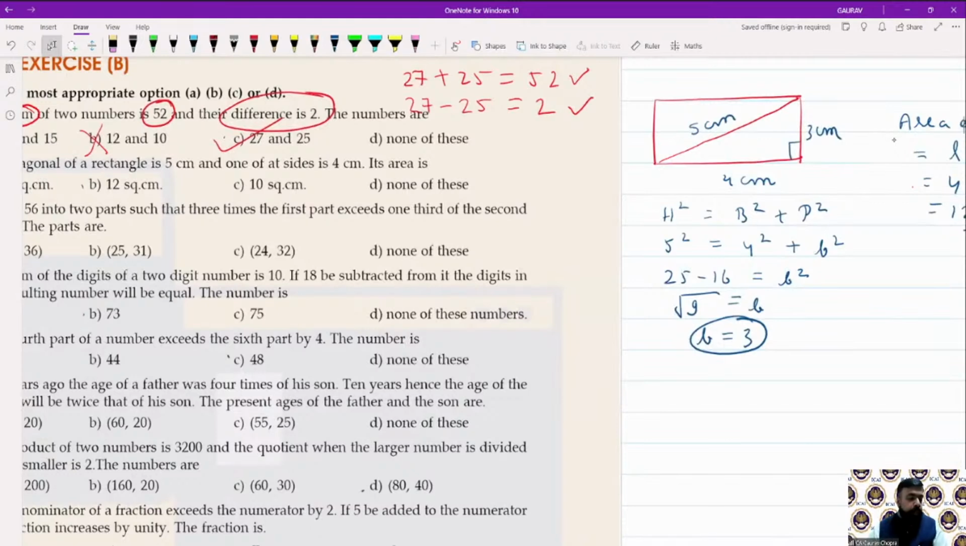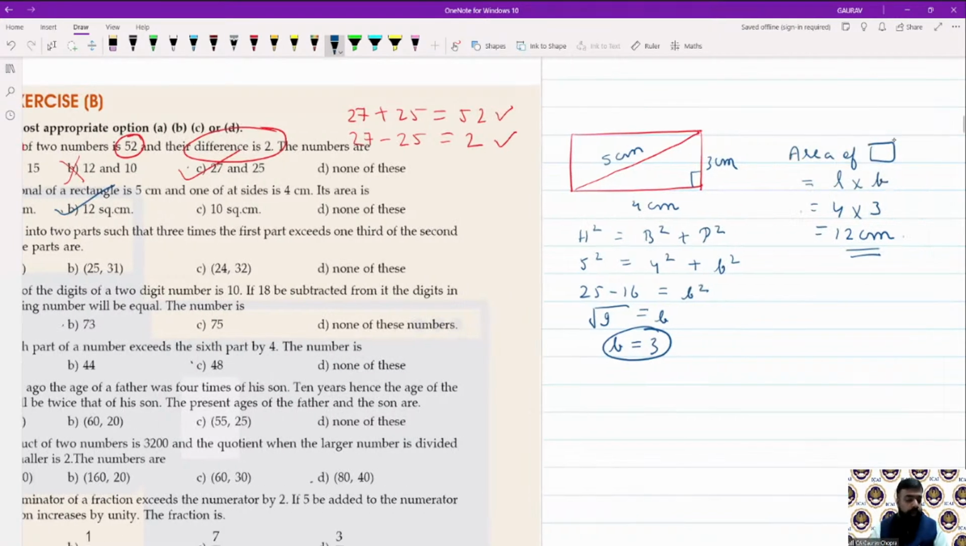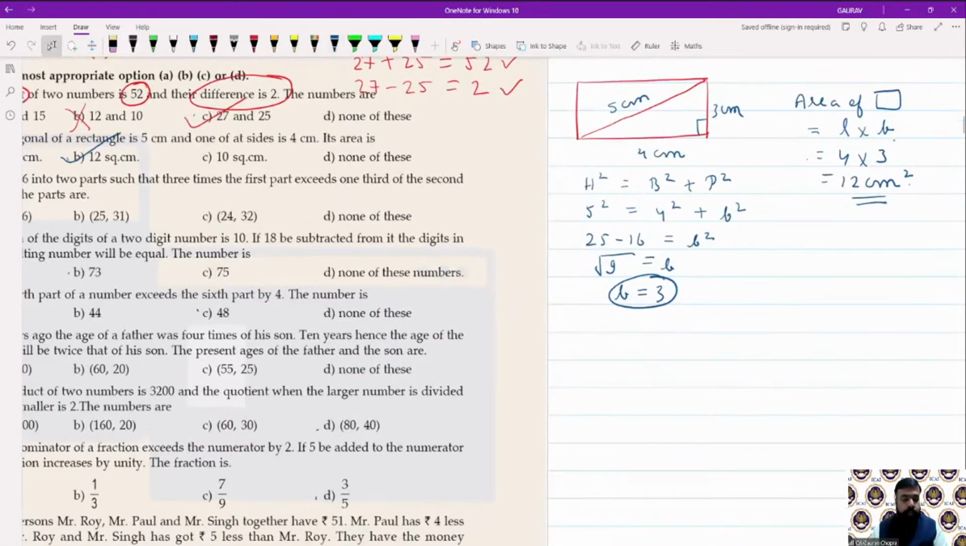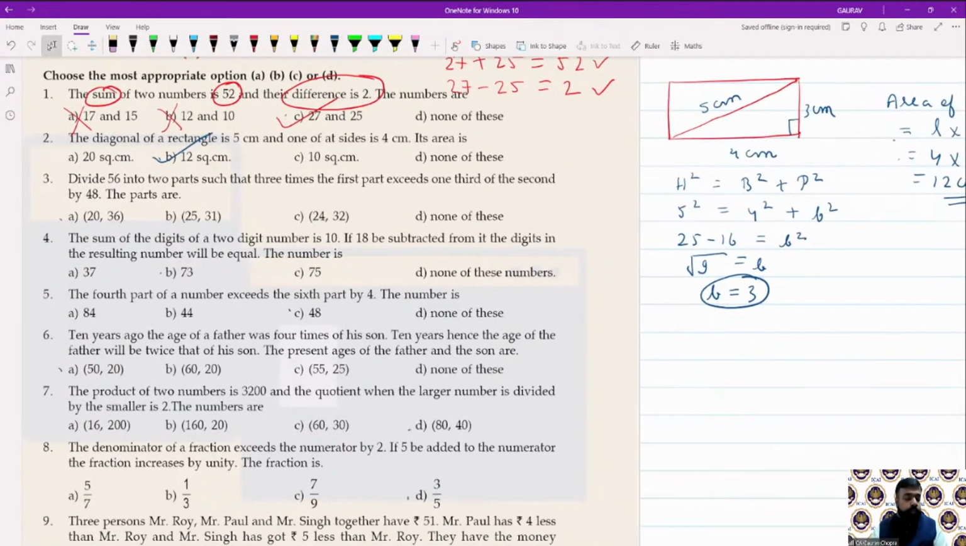Option number B. It will be 12 centimeters square. Okay. Option number B.